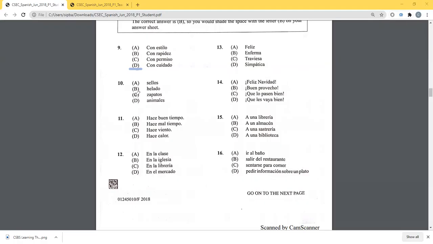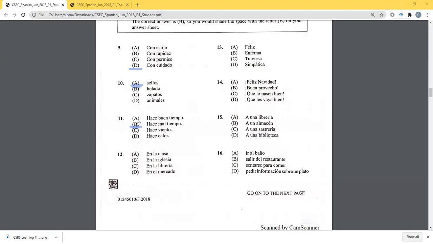I agree. So, señor, ¿dónde se encuentra la oficina de correos? Sir, where can I find the post office? Esta persona va a comprar sellos. Sellos are stamps, all right? Not ice cream, shoes, or animals, but stamps. 11. El cielo está nublado. Parece que va a llover. ¿Qué tiempo hace?